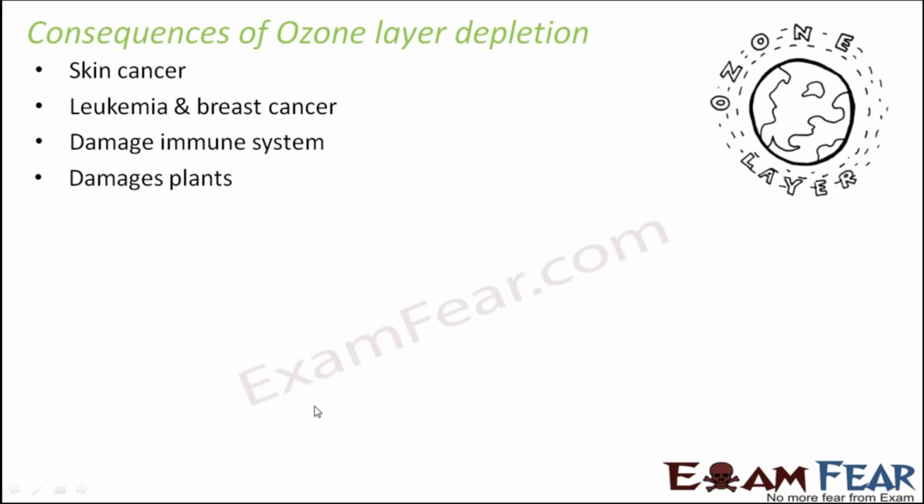Damage plants, because in plants ultraviolet radiation will adversely impact photosynthesis. Ultraviolet radiation also causes more water to evaporate through the stomata. Therefore, there is a decrease in moisture content in the soil. In fact, a lot of aquatic plants would also directly die.